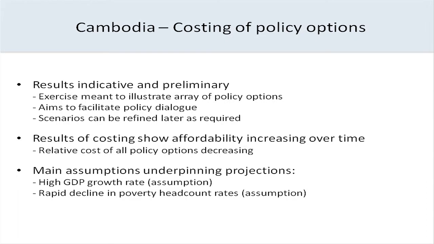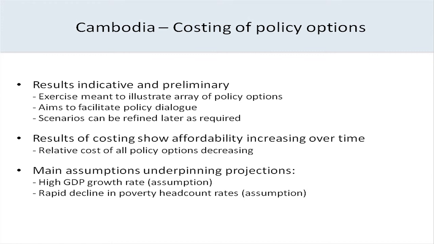So that's just for illustration. I have to say the results are indicative and preliminary. This is meant to provide some policy options for discussion and to facilitate the policy dialogue. Now these scenarios can be refined later as required. But they also show that if our assumptions materialize, that we have a high GDP growth and a decrease in the poverty rates, some of these options are affordable in the short to medium term. But I have to stress again the assumptions: that we have assumed a sustained GDP growth and a rapid decline in the poverty headcount rate.